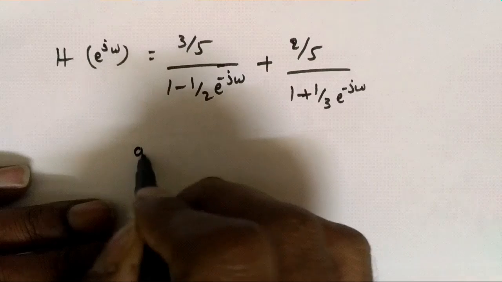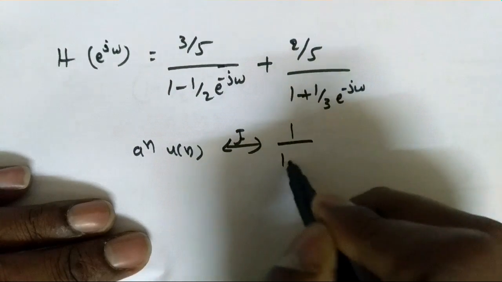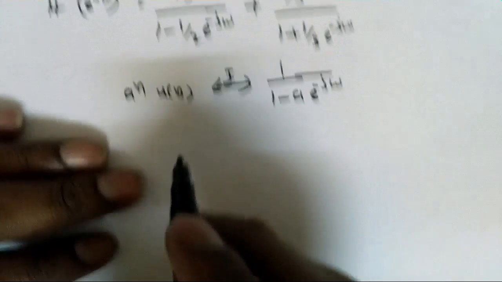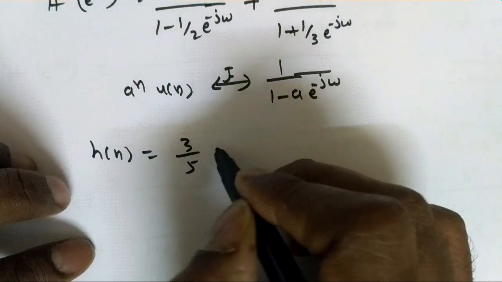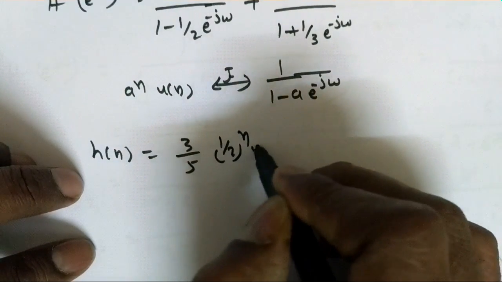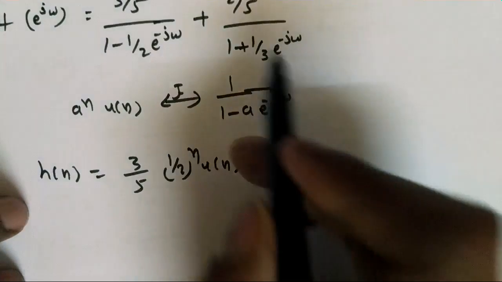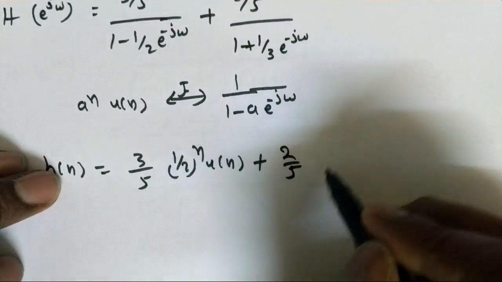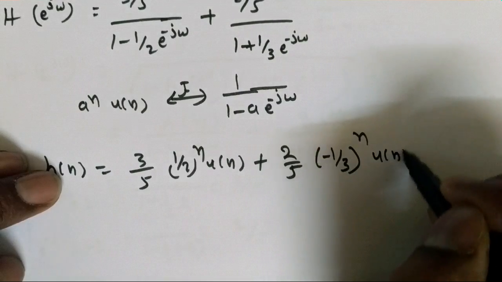Right? Now we know that the Fourier transform of a power n u of n is 1 by 1 minus a into e power minus j omega. If you see, for the first one it's matching. So what is the h of n? 3 by 5 into 1 by 2 power n u of n plus, the second function is 2 by 5, but in place of minus we are getting plus, so that means a should be negative. So what is the negative value? Minus 1 by 3 power n u of n.